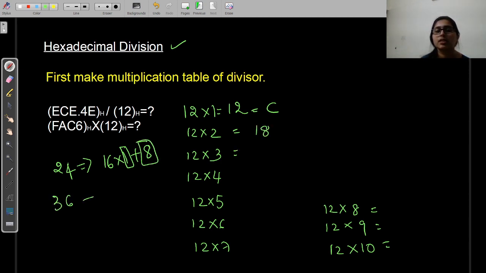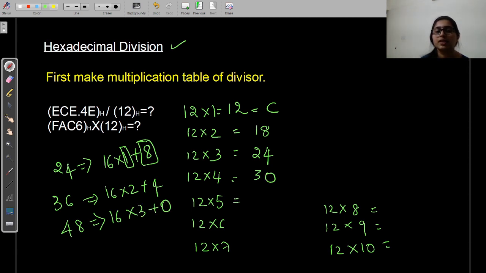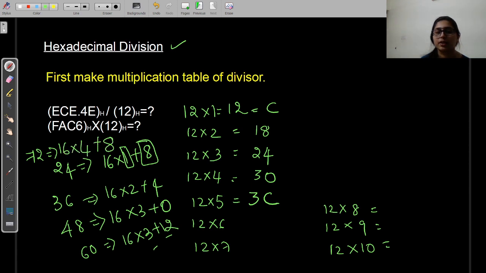12 3s are 36. 16 2s are 32 plus 4, so that is 24. 12 4s are 48. 16 3s are 48 plus 0, so 30. 12 5s are 60. 16 into 4 is 64, so 16 3s are 48 plus 12. So this is 3 and 12, and 12 is C, so 3C. 12 6s are 72. 16 4s are 64, 64 plus 8 is 72. So this is 48.